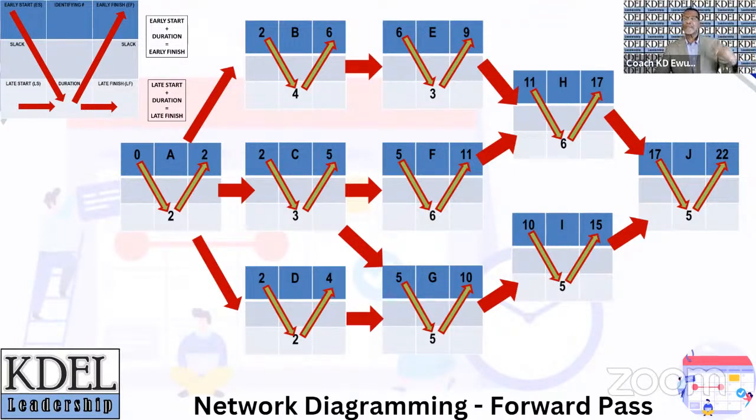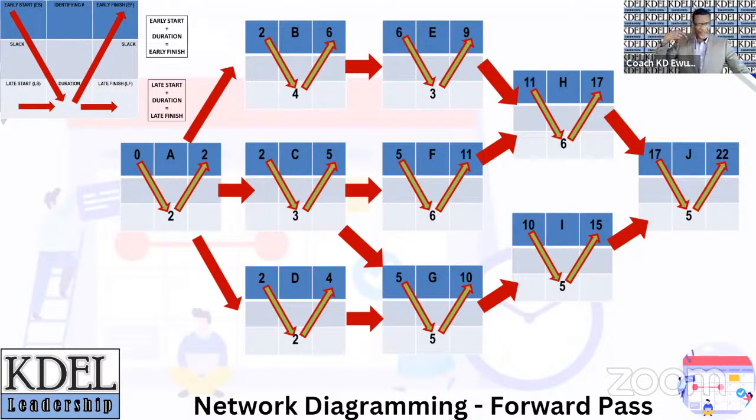To continue on this forward pass, activity B, for instance, has a duration of 4 weeks. So it will be completed by the end of week 6, which is 2 plus 4, right? Activity C has a duration of 3 weeks, so it will be completed by the end of week 5, which is 2 plus 3. And activity D, which has a duration of 2 weeks, will be completed by the end of week 4, which is 2 plus 2.